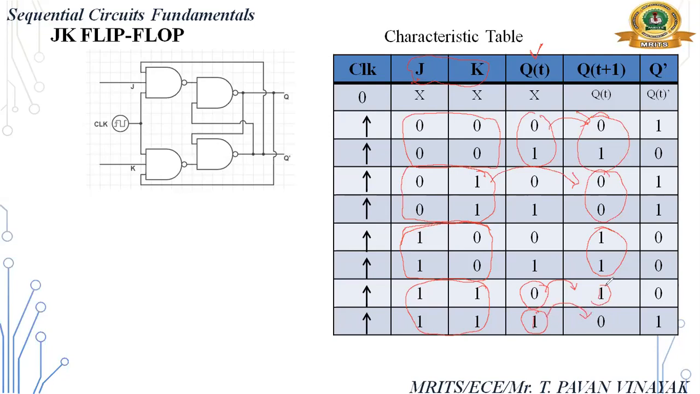Now what is the characteristic equation? Q of t plus 1 is equal to what? Sigma 1 4 5 6. Right? Now draw the K map. What is the K map now?